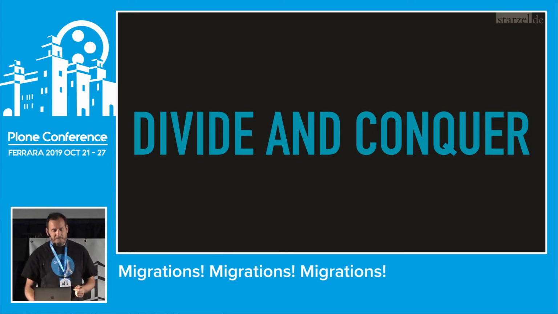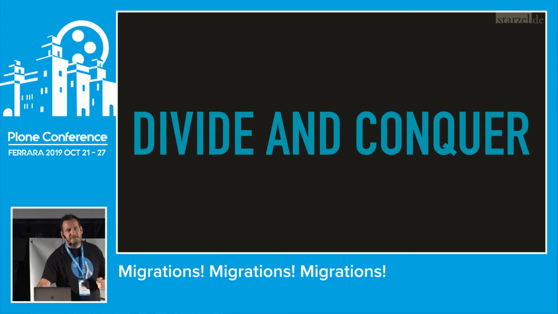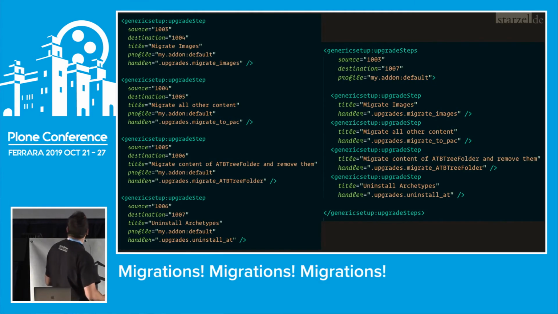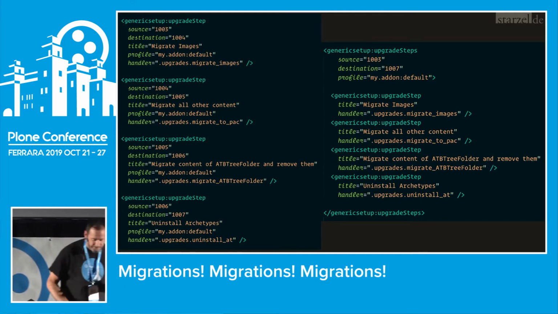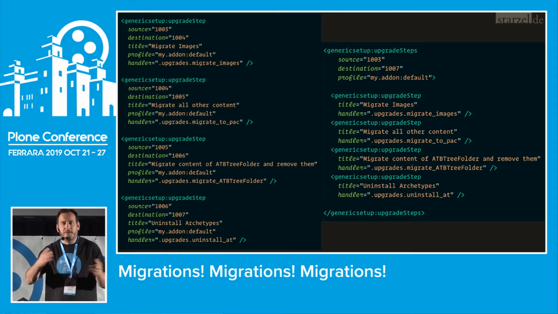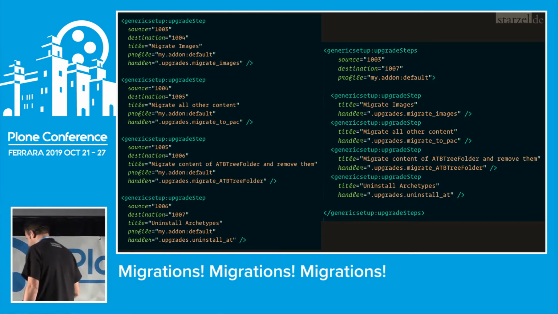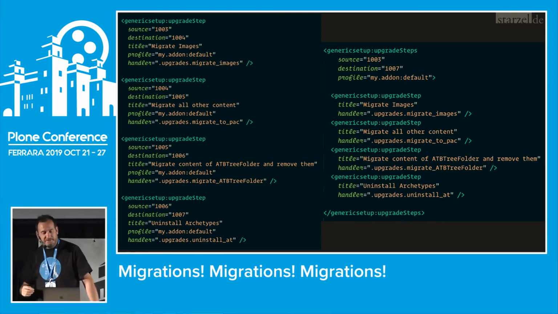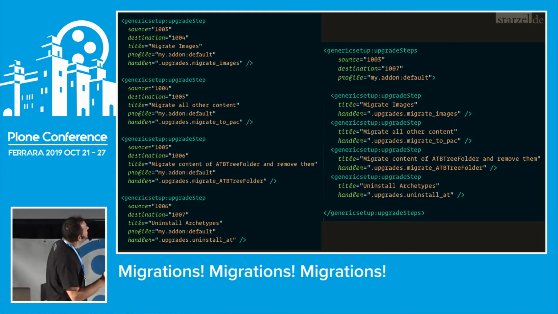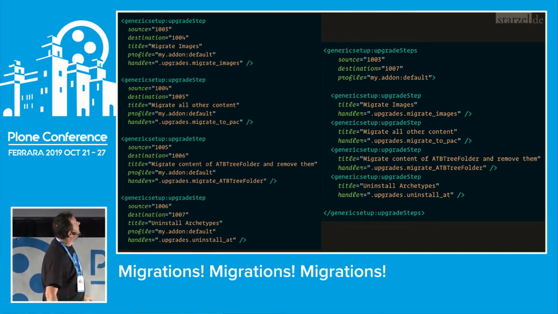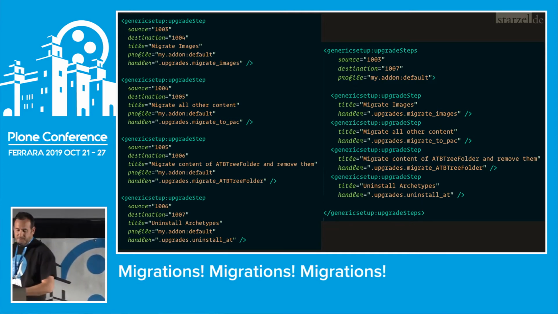So that is important advice. Divide and conquer also means divide your migrations into a multitude of upgrade steps. Have one upgrade step for every single thing you do, so you can run them separately, either in the PDB or with portal setup. These are a couple of upgrade steps: migrating images, migrating everything else to Plone content types, uninstalling Archetypes. Only when this actually works enough times and you're content and you don't want to click so many buttons anymore, you can combine them into one upgrade steps group, as Plone itself does.